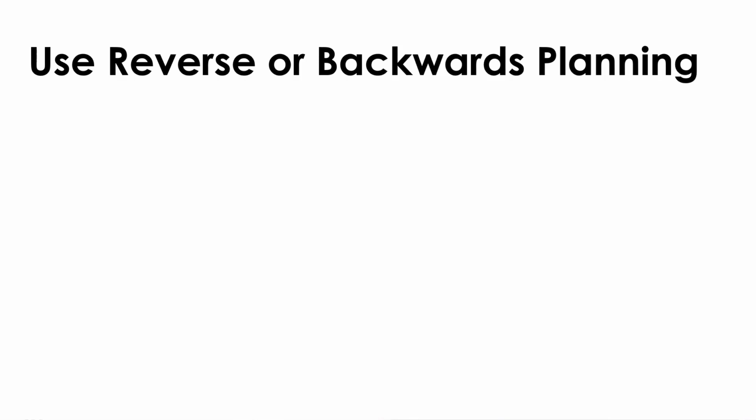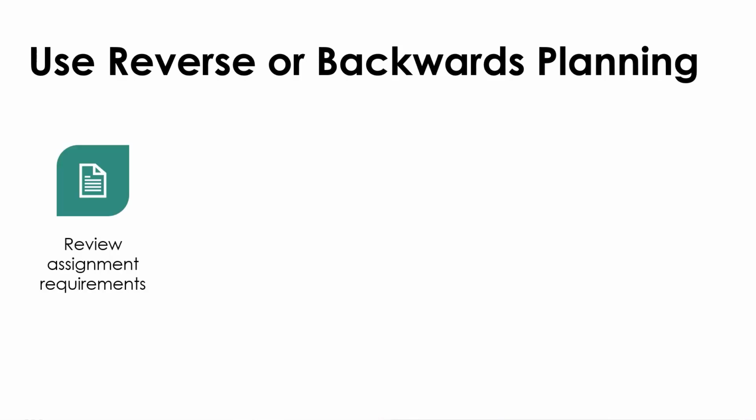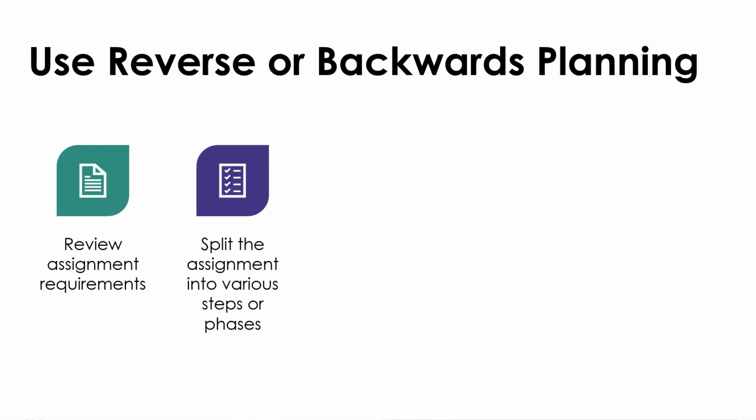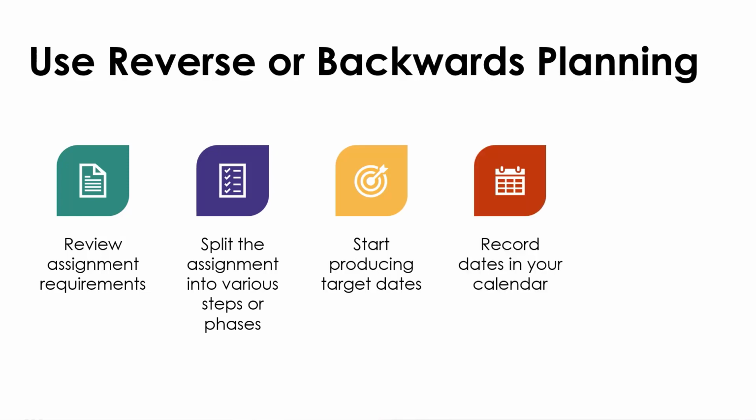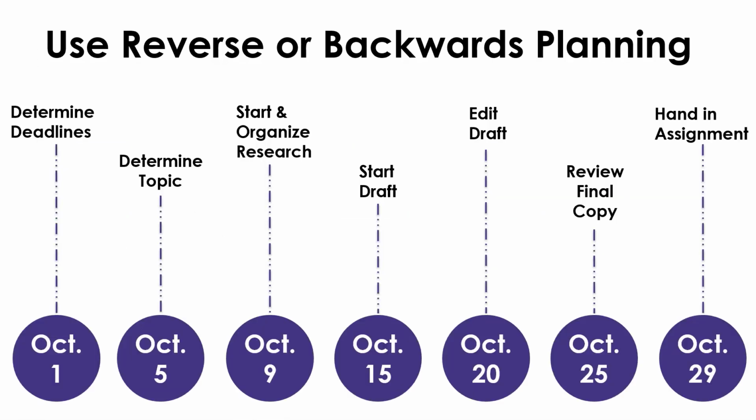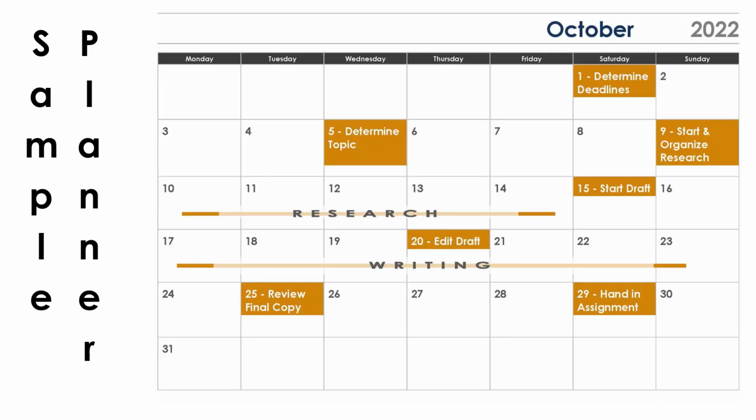In general, to do reverse planning, you want to review the assignment or project requirements, split the project into various steps or phases, start producing target deadlines, record dates in your calendar or planner, and when needed, seek support. Here is one example of specific project steps and deadlines, and here's another example using a planner or calendar to identify deadlines. It is important to identify what aspects of the project will take the most time and plan accordingly.